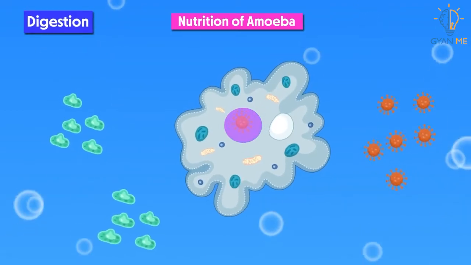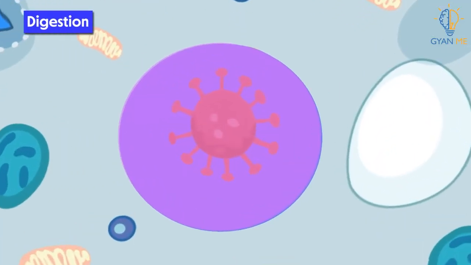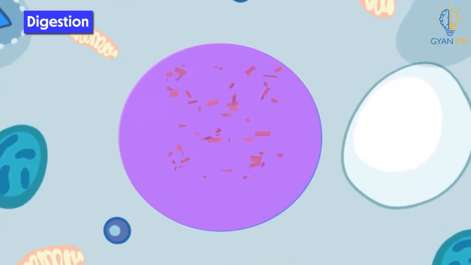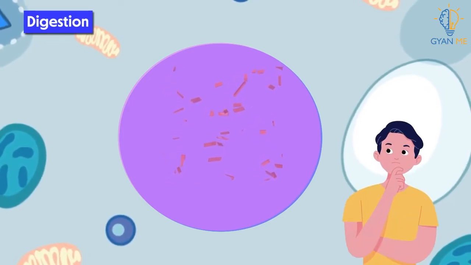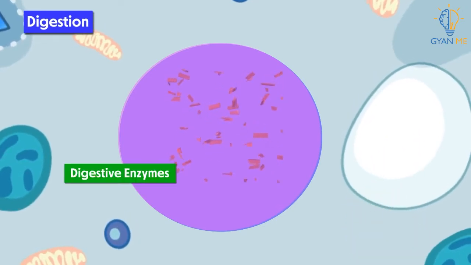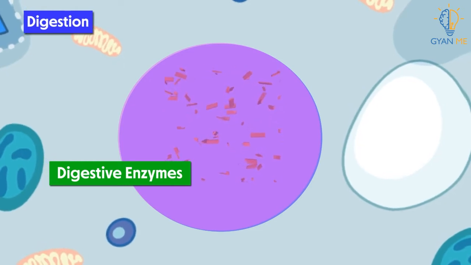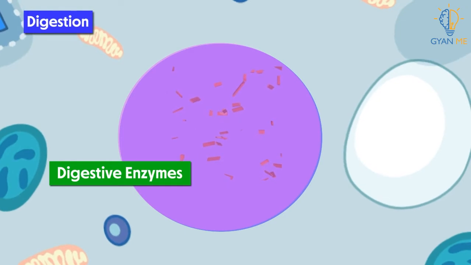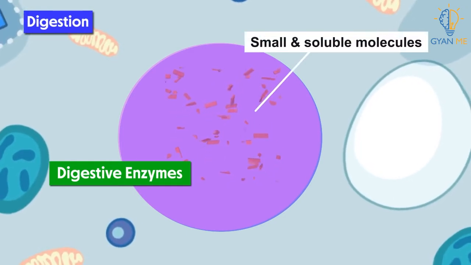The next process is digestion. In digestion, the large and insoluble molecules break into small and water-soluble molecules. Do you know how these large molecules of food break down into small molecules? Yes, with the help of the digestive enzymes which lysosome releases in the food vacuole. These digestive enzymes react with the food and break it down into simple and soluble molecules.